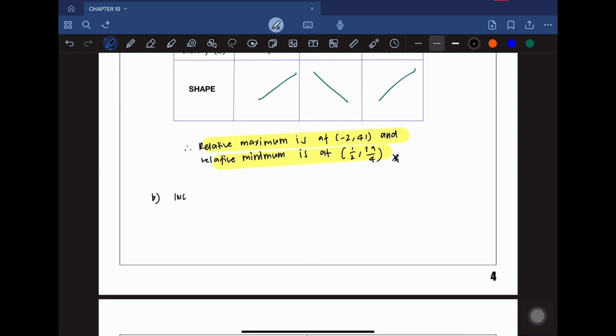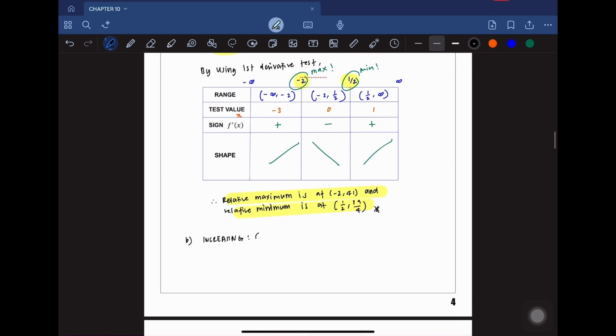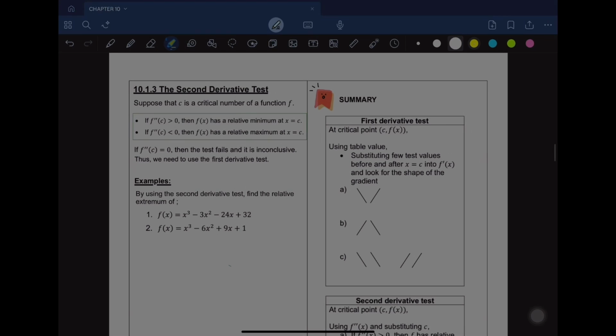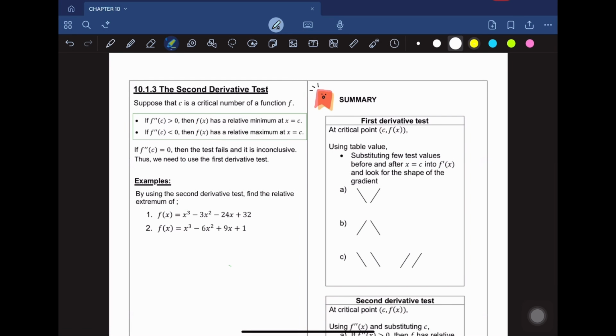So untuk increasing, range dia adalah negative infinity sampai negative 2 and 1/2 until infinity. And then untuk decreasing pula, function kita akan decrease dekat mana? Dekat interval negative 2, 1/2. Settle.